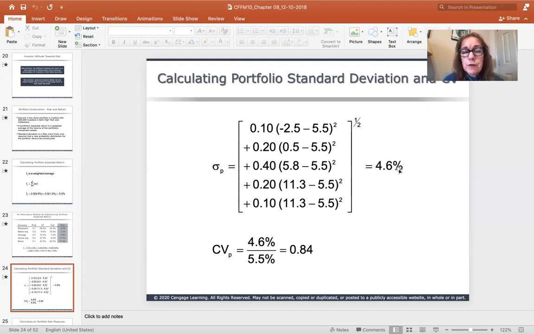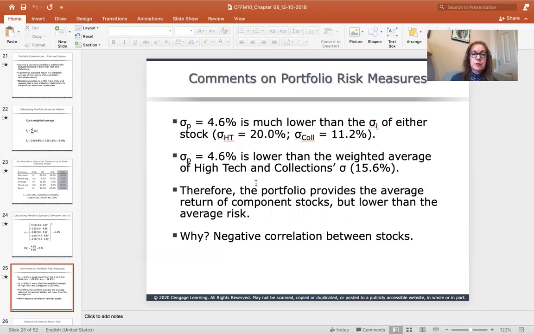So for this 50-50 portfolio, we find that the expected return is 5.5%, but the standard deviation has gone all the way down to 4.6%. So we've really reduced our risk. There's the coefficient of variation. So let's take a look at these conclusions then.